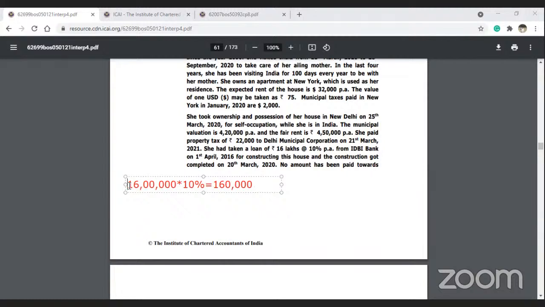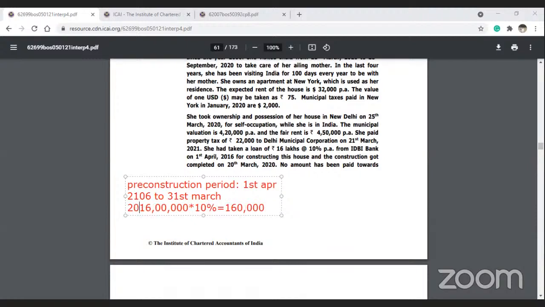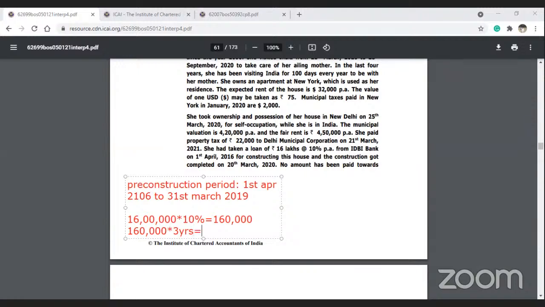Section 24B, pre-construction period interest. Now, what is the pre-construction period? It starts from the date of disbursement of the loan to the earlier of the date of complete repayment or 31st March preceding the date of completion of construction. Suppose construction is to be completed on 30th March 2021, even then for the pre-construction period 31st March 2020 will be considered. So it will be the last year.